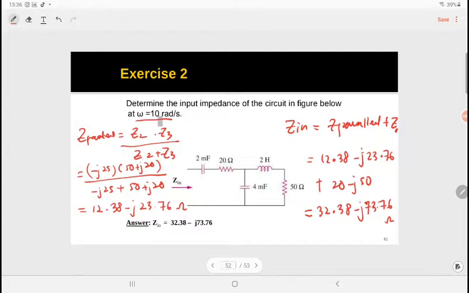So what we can say is that in AC analysis, in order to do the analysis for the circuit, we apply the same rules as in DC. But the only thing you need to do first is to convert all the elements into phasor form. Only then can you apply whatever rules or theorems that we apply in a DC circuit.